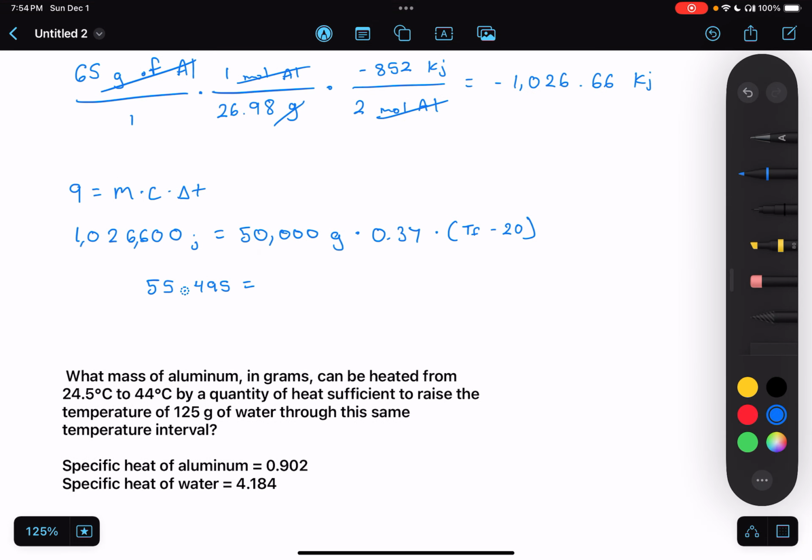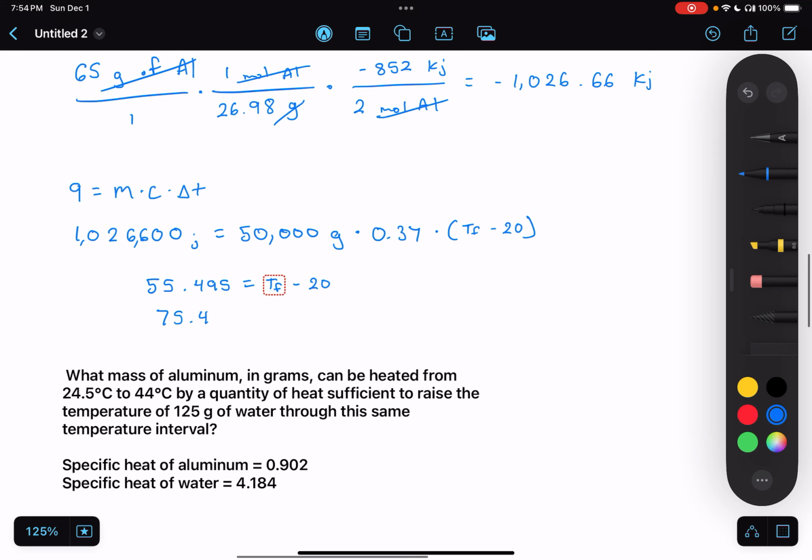equals the final temperature minus 20 degrees. So all we have to do is move that 20 to the left side, and we end up with 75.495 equals the final temperature. Okay, so when I looked this up online, it said something like 27 degrees.